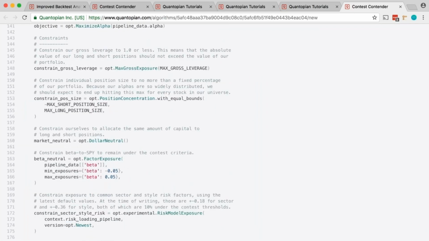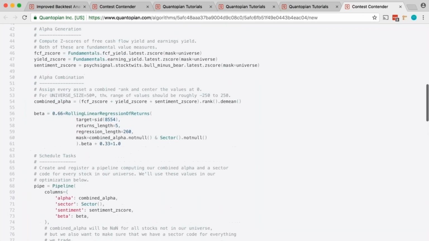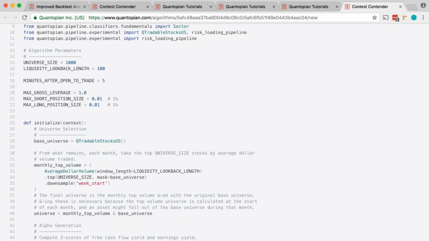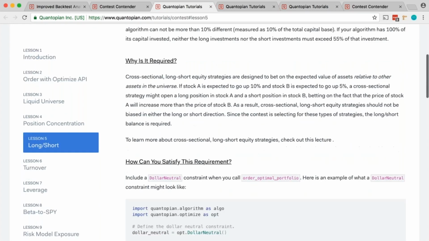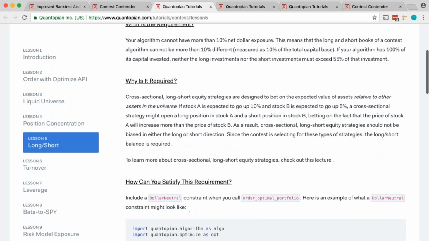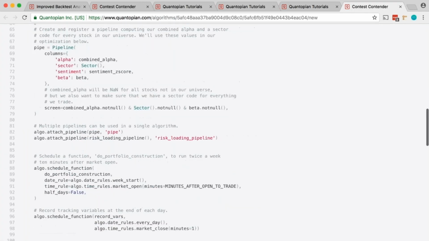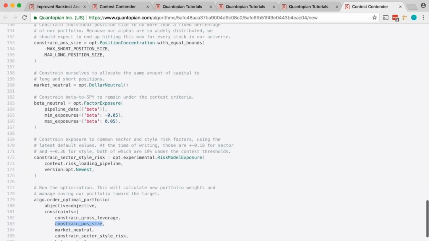And what this is essentially saying is that I want to limit my max short and long position sizes to a fixed amount. And in both these cases, we've said that they should be not more than 1% in any one stock. And going through this, we see a bunch more constraints. There is the long short constraint, which I fixed here through the dollar neutral constraint.